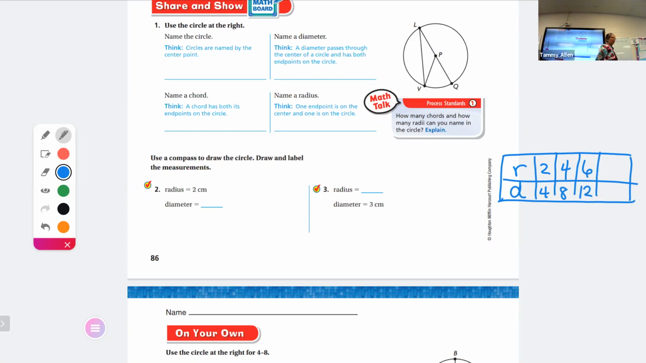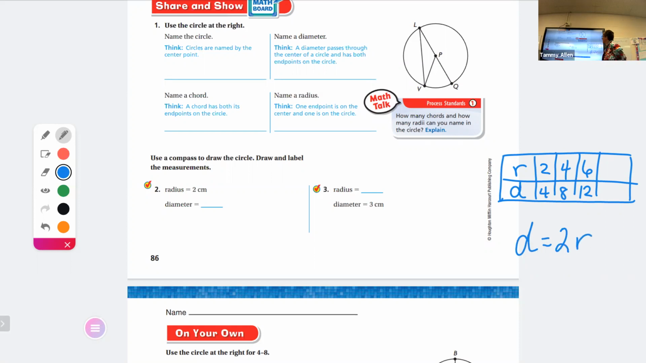We've been working on rules, right? There's a table. R is for radius, D is for diameter. What rule could we write if this held true? The diameter equals 2 times the radius.